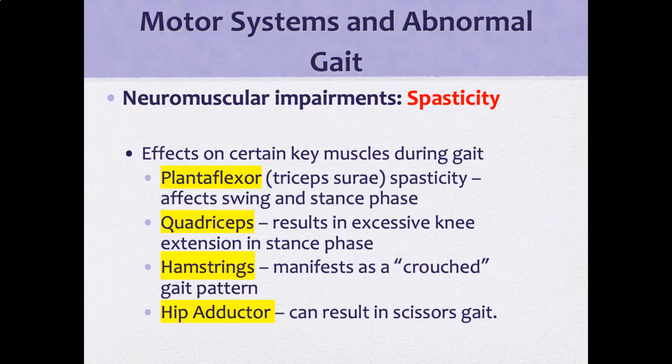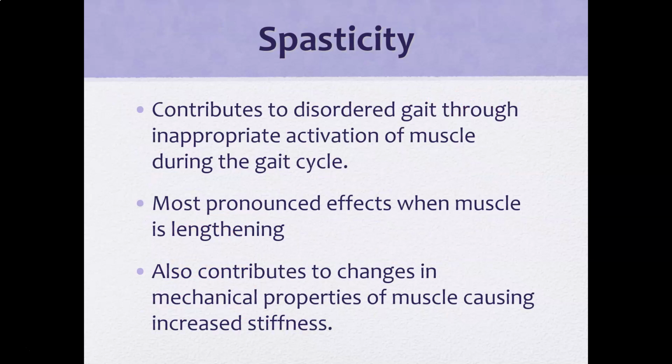So spasticity is just as hard to treat as weakness. Now, spasticity contributes to disordered gait through inappropriate activation of muscle during the gait cycle. The effects are most pronounced when the muscle is lengthening. It also contributes to changes in the mechanical properties of muscle, causing increased stiffness.